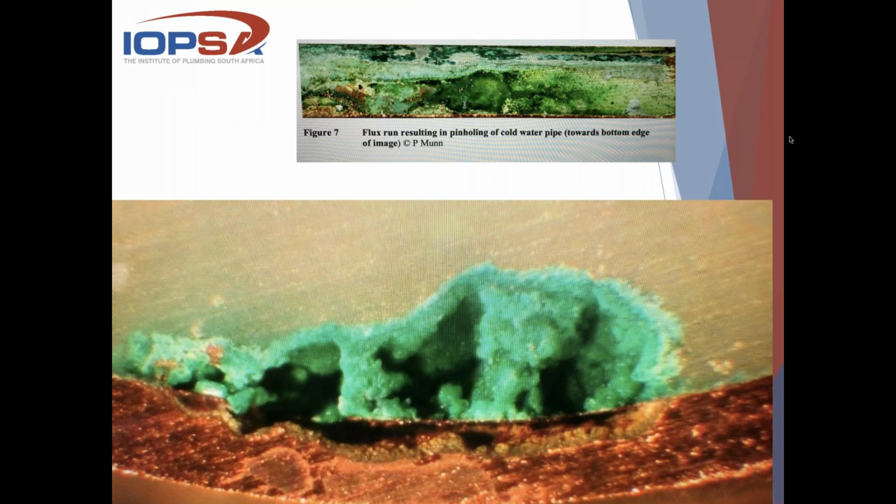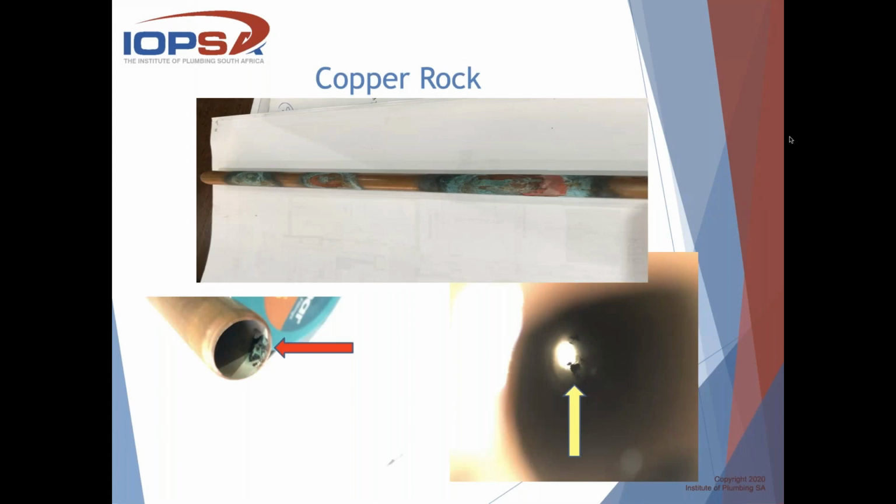So copper rock typically gives you the corrosion. You can see it even on the outside of the pipe at the top. On the left-hand side bottom with a red arrow, you'll see the cut out, and this is one that I cut out myself, and I found that little copper rock in there, and it's stuck. And on the right-hand side, looking through the pipe, you'll see some more of them stuck into this pipe.